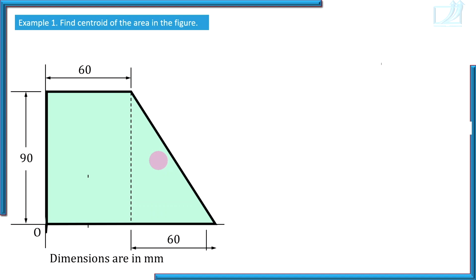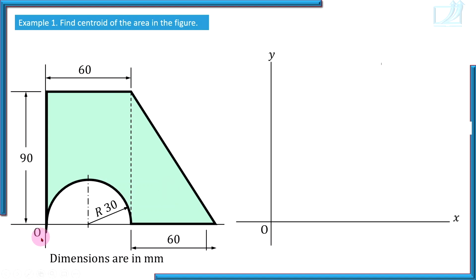No. From this shape you will have to remove the semicircular shape. So the semicircular area is the removed area. So area of rectangle plus area of triangle minus area of this semicircle, and you will get the shaded area. So the first step is to identify standard shapes.